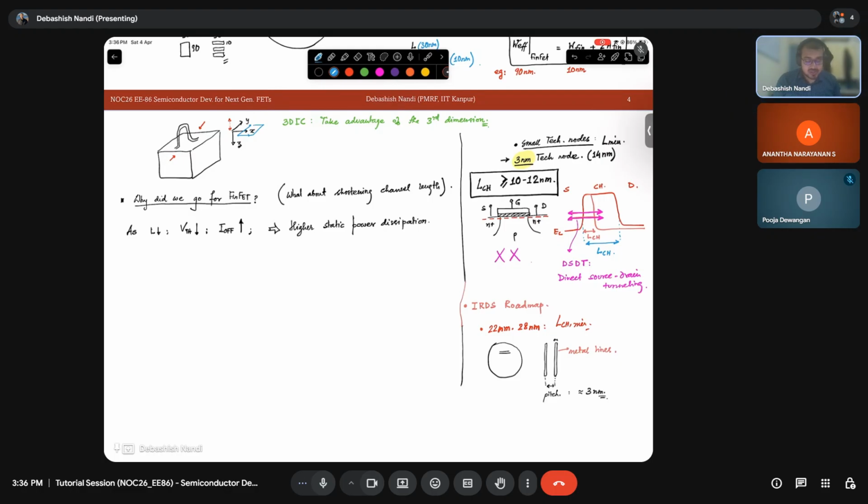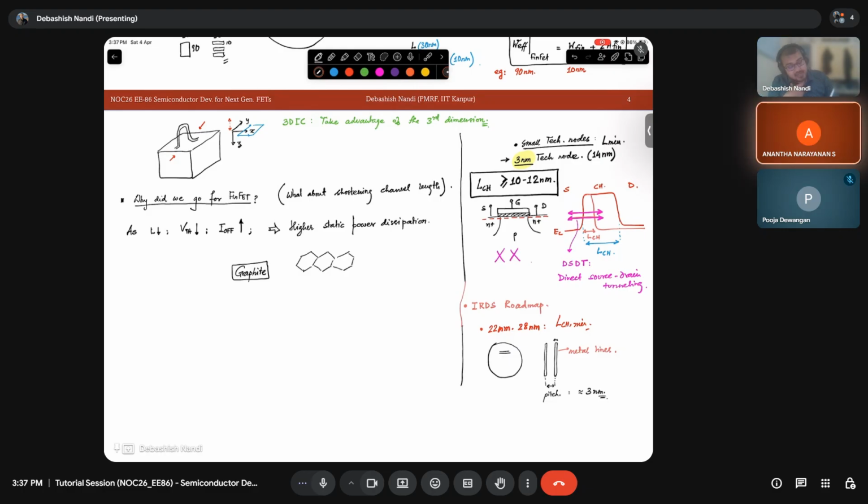Let me tell you in this way. Have you seen graphite, that material in pencil lead, right? Do you know how that structure looks like? There's one 2D hexagonal structure or something like that. So it has some hexagonal structure arranged in a sheet.